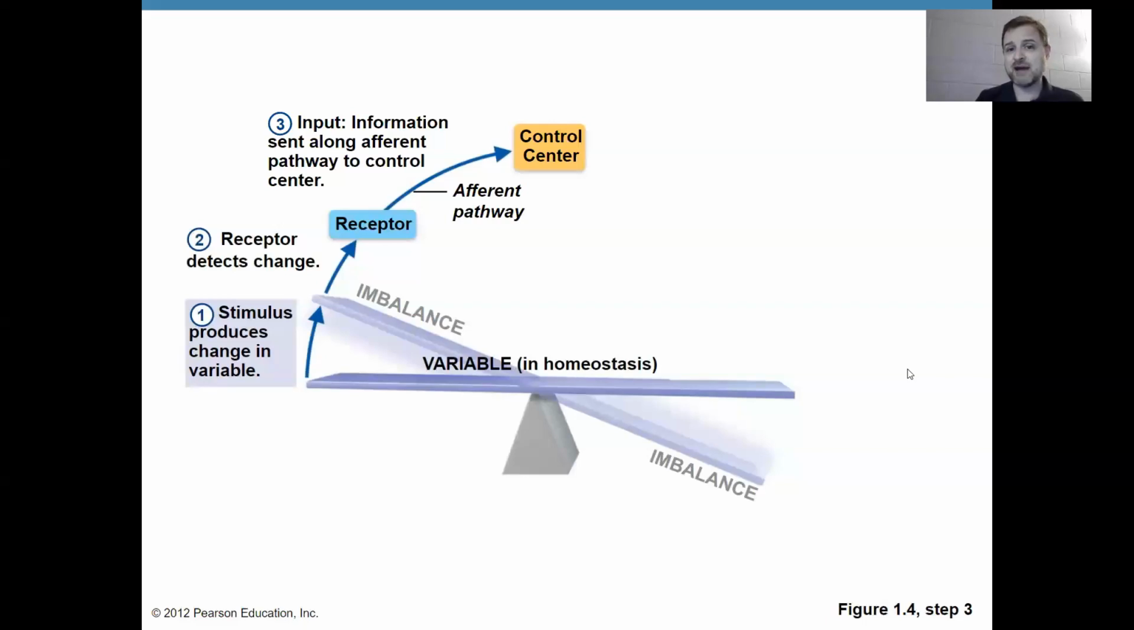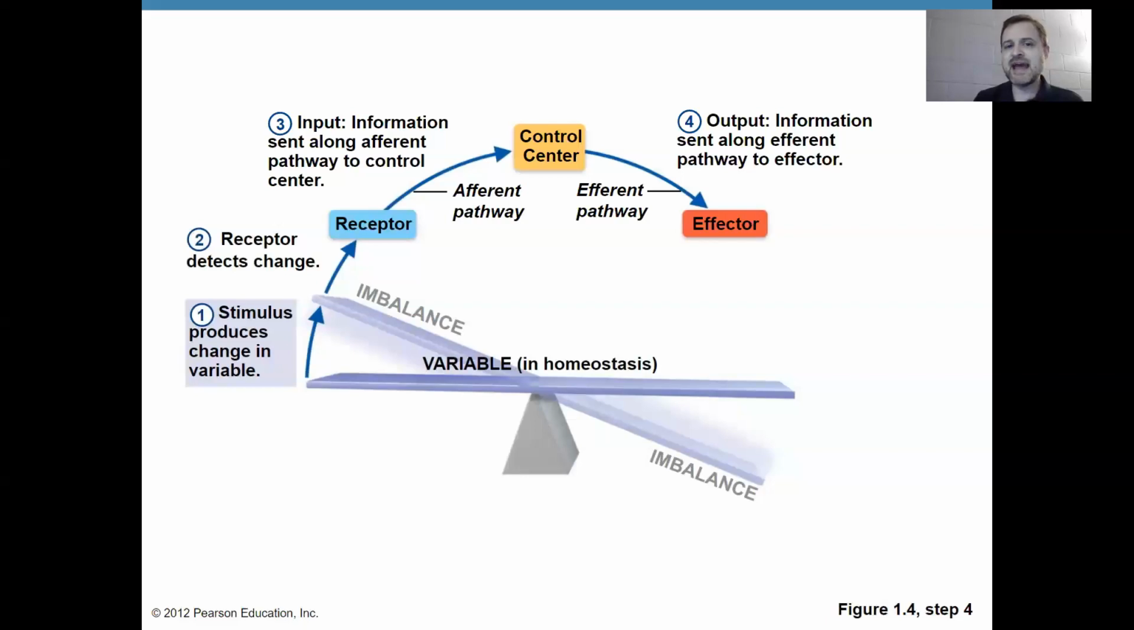The afferent pathway, so affect versus effect. Let me go ahead and put both these up. Affect is a verb. If something affects me with an A, that's a verb. Effect is a noun, all right? The effects of something. So let's say that I'm getting too hot. I have a temperature sensor in my body that says I'm getting too hot.